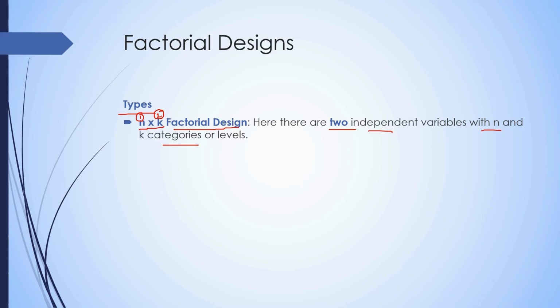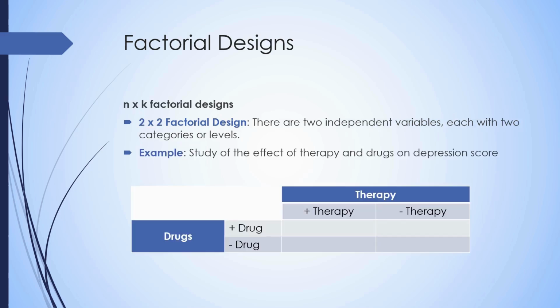We'll see some examples of n into k factorial designs. The first one we'll look into is the 2 into 2 factorial design. What does this mean? This means we have 2 independent variables, and under each variable we have 2 levels each. So the definition says, for a 2 into 2 factorial design, there are 2 independent variables, each with 2 categories or levels. So this is the same as the example we were looking at, to study the effect of therapy and drugs on depression score.